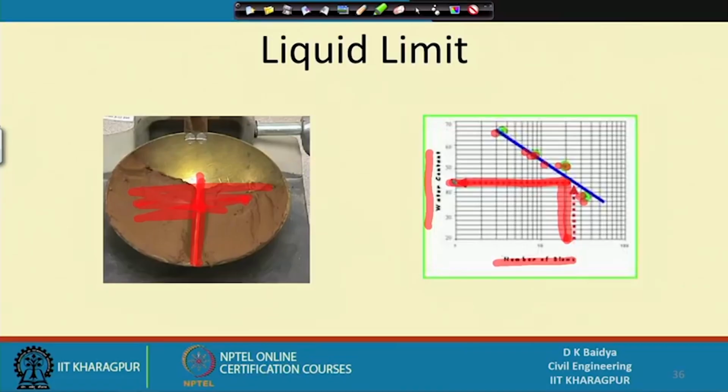When it is 30 millimeter, then you stop, record the number of blows, and collect the sample for measurement of moisture content. So, the moisture content and number of blows become 1 point, like that 5 points: 1, 2, 3, 4, then maybe another. You plot in a semi-log plot, from here 25 blows corresponding to this point, and the corresponding water content becomes the liquid limit. So, like that one can find out the liquid limit of soil.